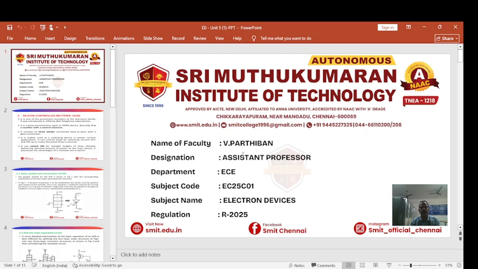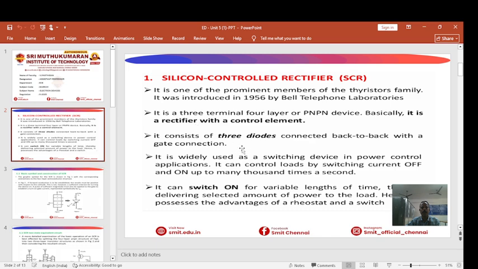I am Parthivan, working as assistant professor in the Department of ECE, Sri Muthukumaran Institute of Technology, Mangadu, Chennai. Now I am going to talk about the subject called Electron Devices, which comes under the Regulation R 2025. The subject code is EC25C01. I am going to talk about Unit 5, particularly about the SCR, that is the silicon controlled rectifier.